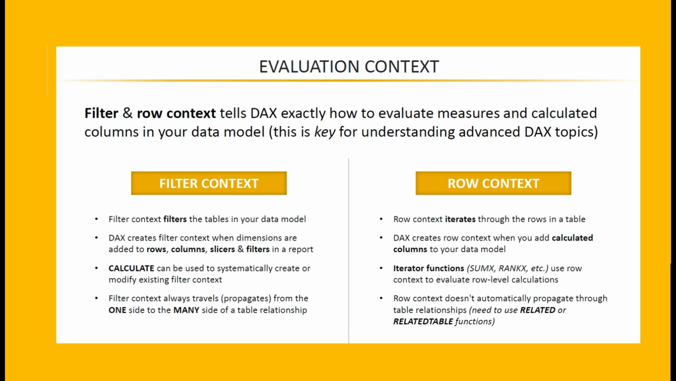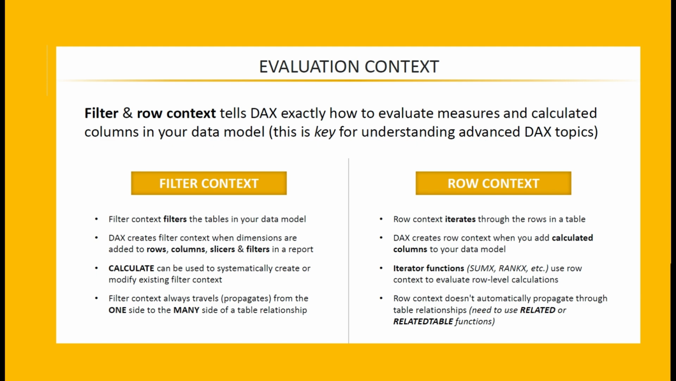Today we are going to check how filter context and row context will work. Last time we checked the difference between the calculated measure and the calculated column, so we continue with the DAX series. We are going to check today how the context will work. We have two types of context, that is filter context and row context.